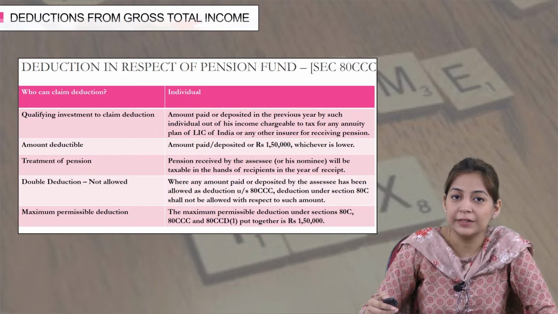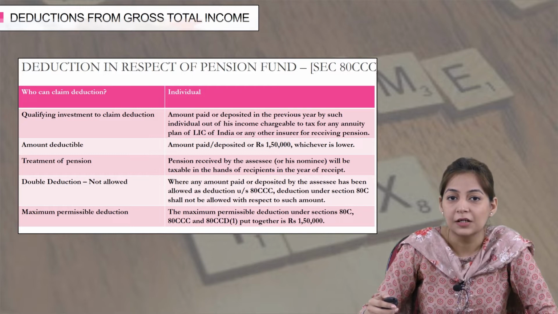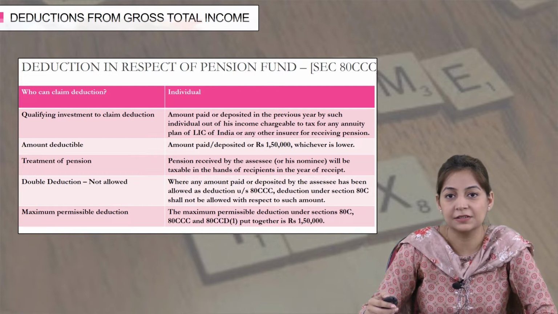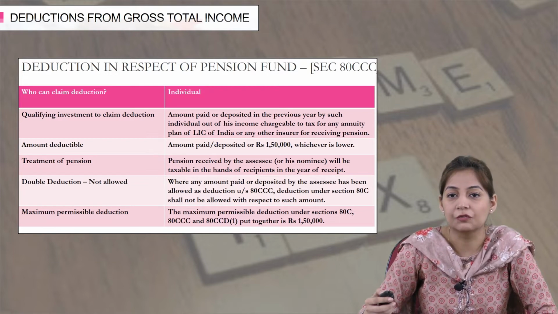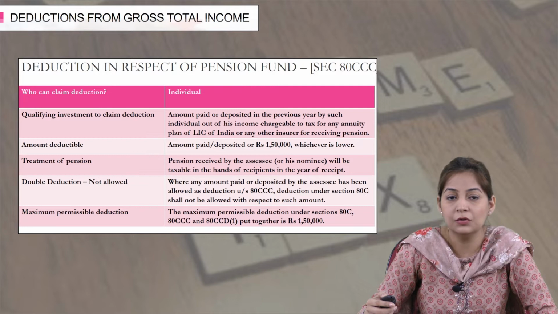Next is what will be the treatment of pension which you will be receiving out of this fund. So, the pension received by the assessee or his nominee will be taxable in the hands of recipients in the year of receipt. So, whenever you are going to receive the pension, that will be taxable in your hands or in the hands of your nominee, whosoever will be receiving the pension.